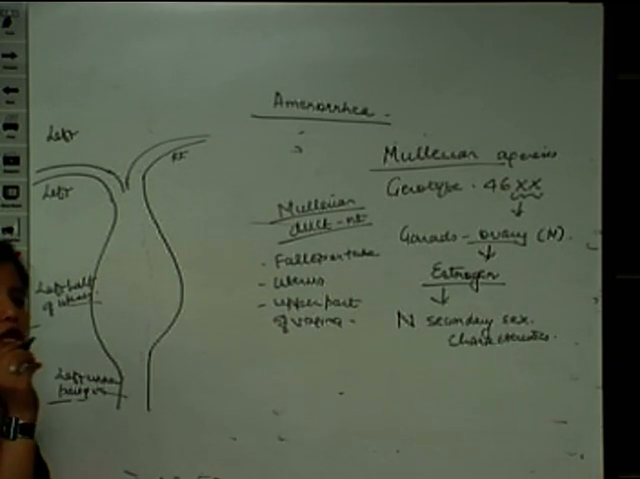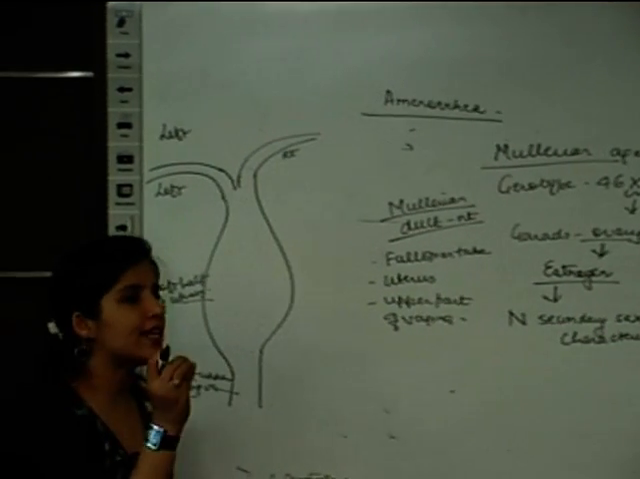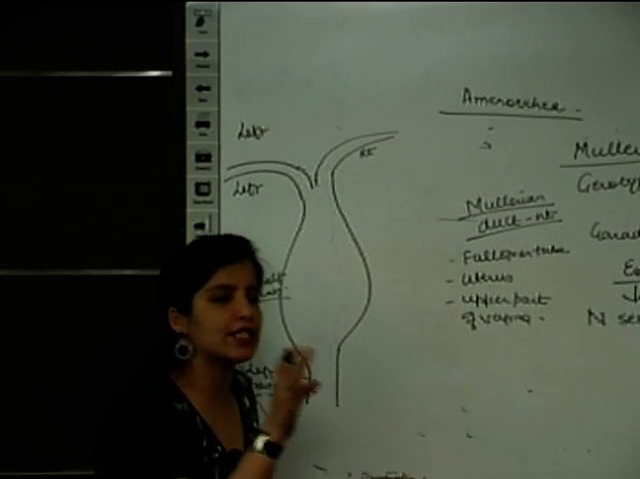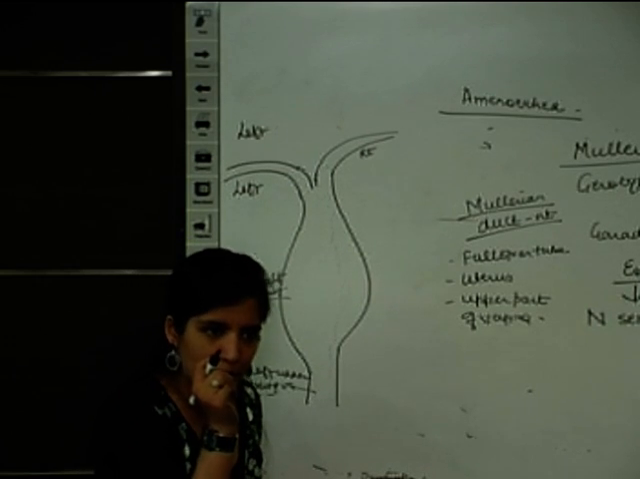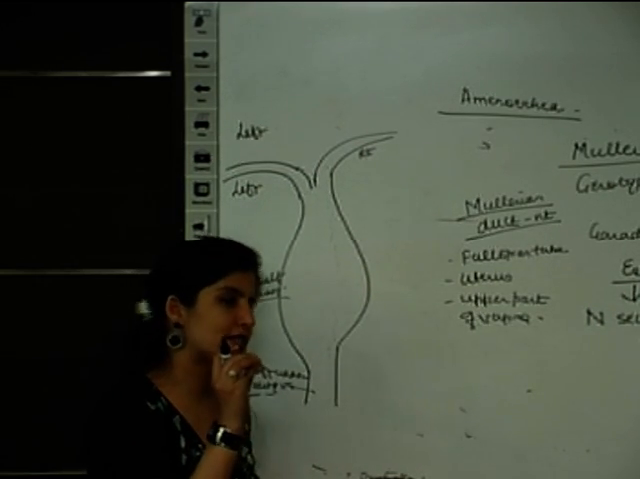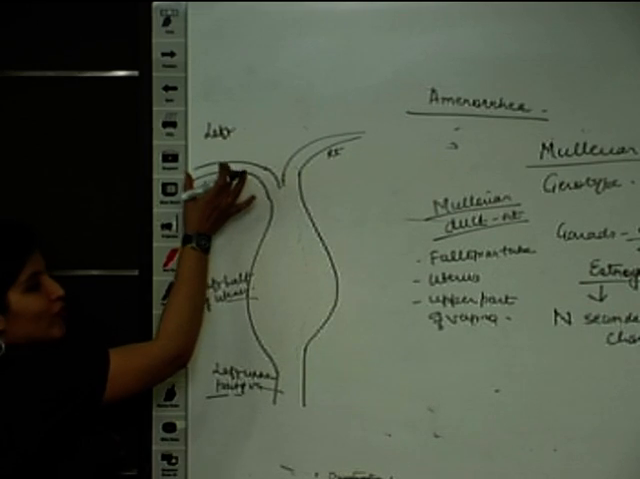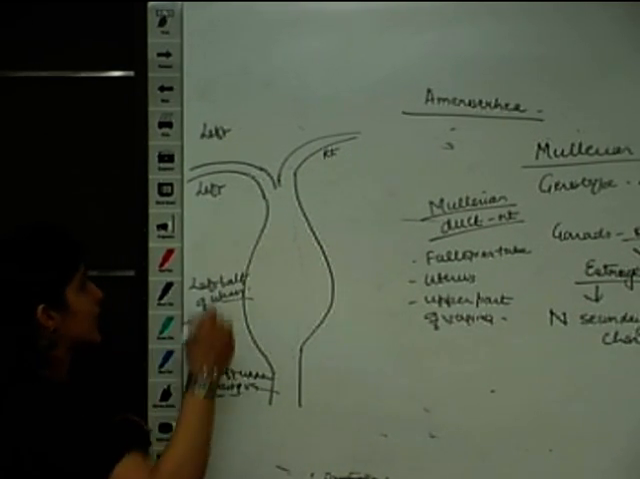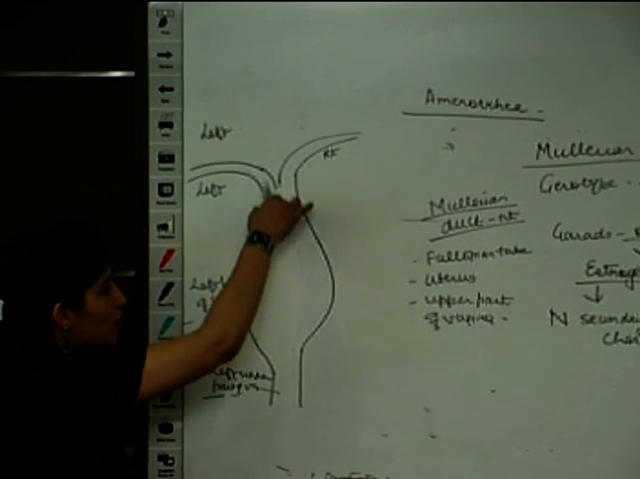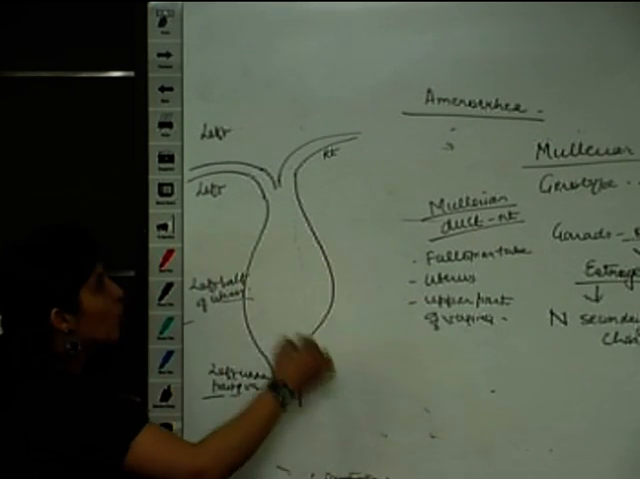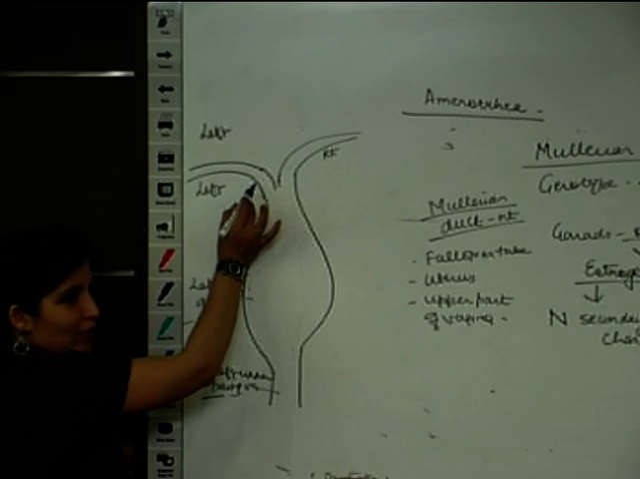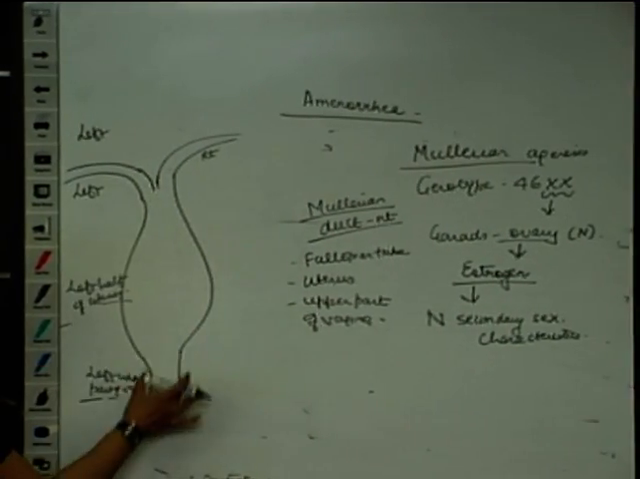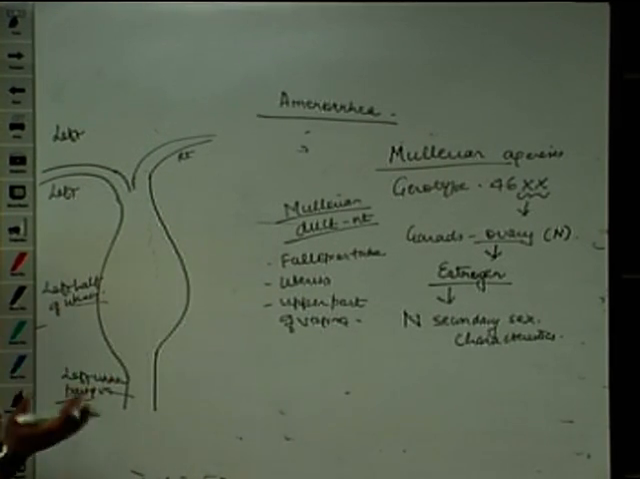Now, if Mullerian duct is absent, ideally fallopian tubes should be absent, uterus should be absent and upper part of vagina should be absent. But in a few cases, the distal part of the fallopian tube can be present. The reason for this is that Mullerian duct grows from above downwards. So if it is growing from above downwards, fallopian tube can be present, but vagina and uterus will not be present.